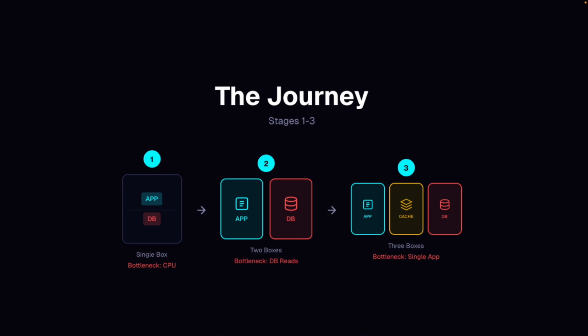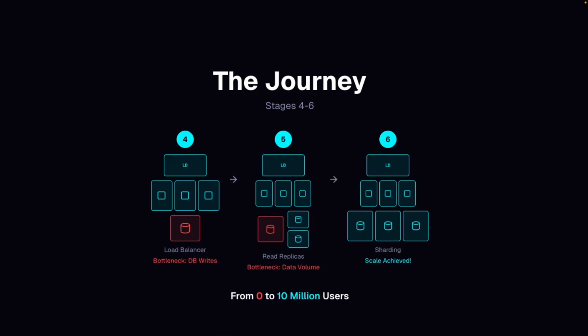Now stage 3 is for 100,000 users. So the database is sweating. Every time someone loads their profile, the database has to search for it. The fix? We add a cache. Think of the cache as a cheat sheet. We write the answers on the cheat sheet. Now 90% of requests never even touch the database. The system flies. Now stage 4, where the users grow from 100,000 to 500,000 users.